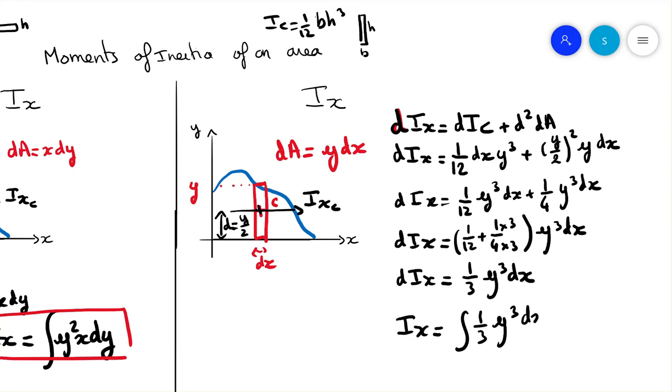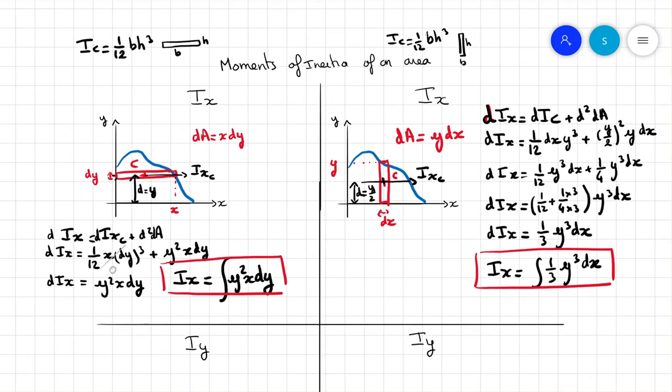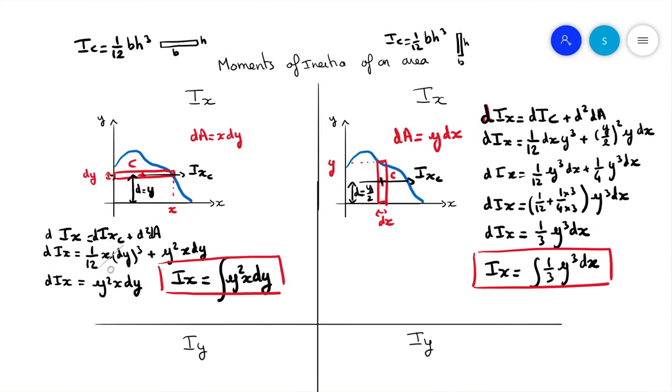cubed dx. So if you take a vertical stripe to find Ix, you need to use 1/3 of y cubed dx. Okay, and it's not true for all the cases. It's true when your vertical stripe is going from y to 0. So just be careful, don't use it all the time. This is Ix, this is Ix.